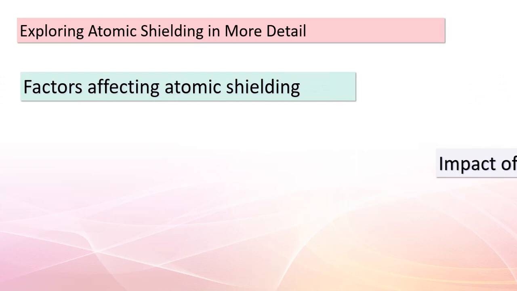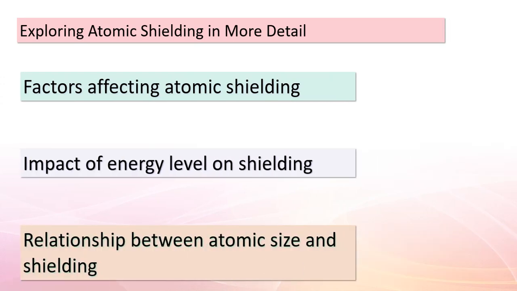Welcome back, eager minds. Let's dive even deeper into the concept of atomic shielding. As we journey through different elements, we find that various factors influence the degree of shielding experienced by valence electrons. One of these factors is the energy level or shell in which the valence electrons reside. Electrons in higher energy levels experience less shielding compared to those in lower levels due to their greater distance from the nucleus. This phenomenon has direct consequences for the size of atoms.